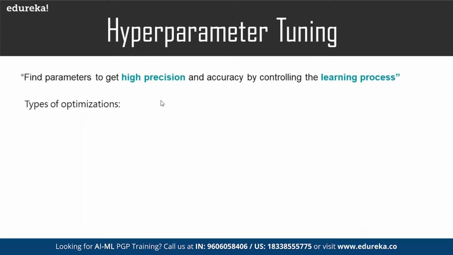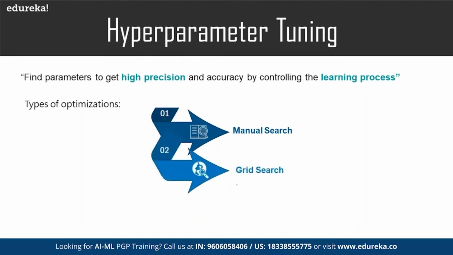And we have types of optimizations here. As part of hyperparameter tuning, we have different types of optimization techniques, which of course fall under hyperparameter tuning. The ones are manual search, grid search, and random search. I was already talking about neural architecture search.